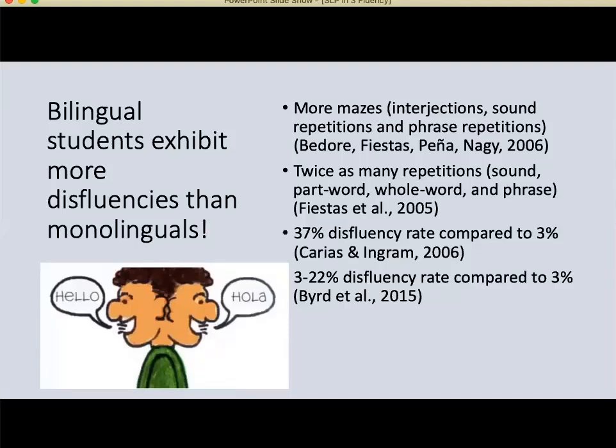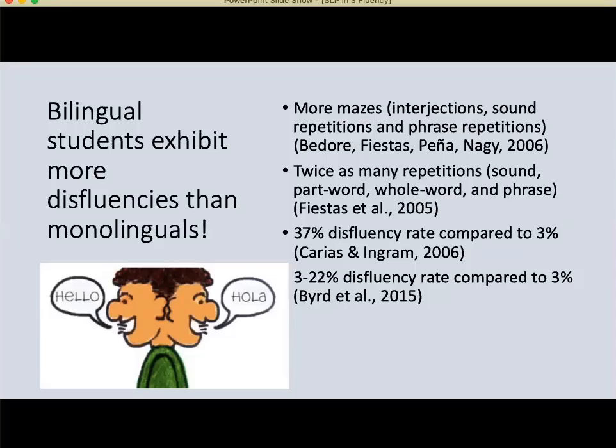Dr. Lisa Bador and her colleagues found that bilinguals had many more mazes than monolinguals. Those mazes included things like interjections, sound repetitions, phrase repetitions. Christine Fiestas and her colleagues found that bilinguals in their study had twice as many repetitions than their monolingual peers. Those repetitions included sound repetitions, part word repetitions, whole word repetitions, and phrase repetitions. So you can see that these increased disfluencies that we're seeing fall into both of the categories that we usually use, stuttering-like disfluencies and non-stuttering-like disfluencies. So we can't use that necessarily to differentiate these.